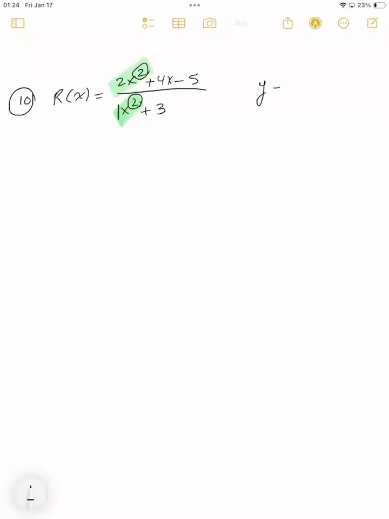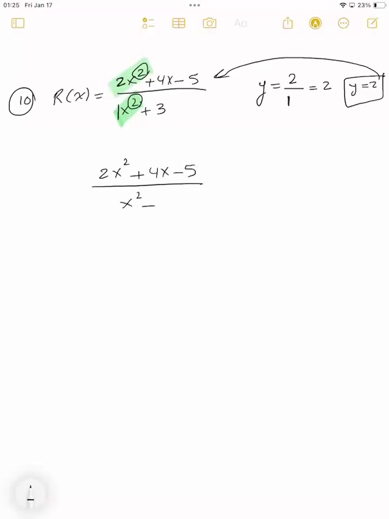So you get y is equal to 2, which is the leading term from the top, over the coefficient of the leading term from the bottom, which is 1. So y is equal to 2 is your horizontal asymptote. To answer the second part, to find out if the graph crosses the horizontal asymptote, you set this 2 equal to the function. So you go 2x to the power 2 plus 4x minus 5 over x to the power 2 plus 3 equals 2.